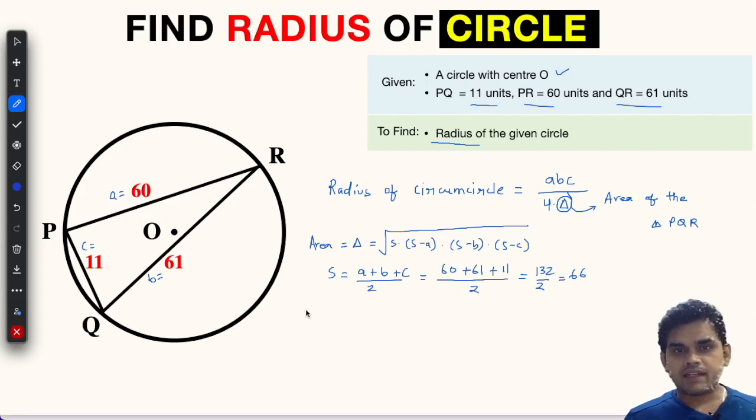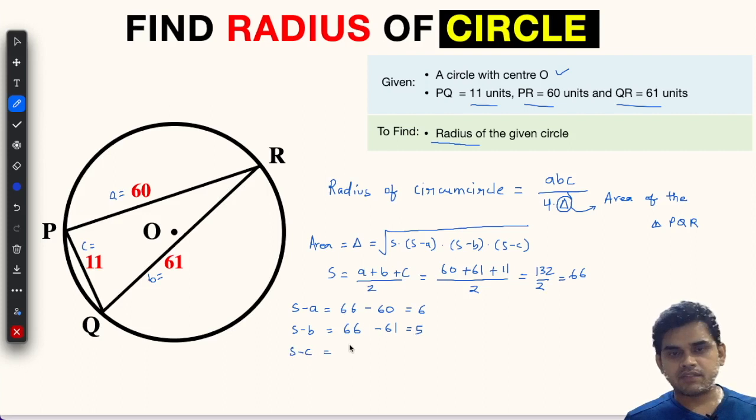Now we can find S minus A. S minus A will be 66 minus 60, that is 6 units. S minus B will be 66 minus 61, that is 5. And similarly, S minus C will be 66 minus 11, that is 55. So we have all the values, we just need to substitute them here to get the area.